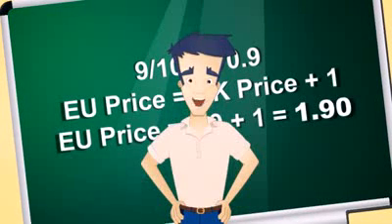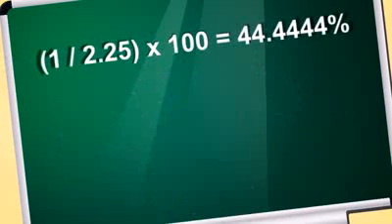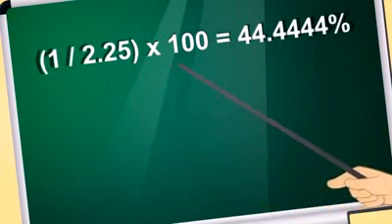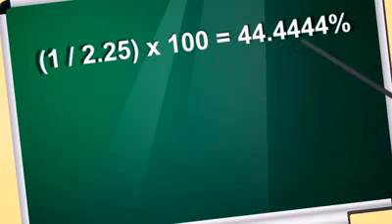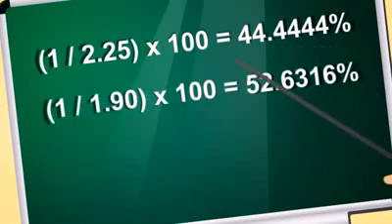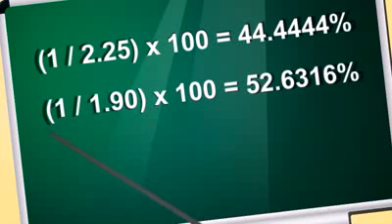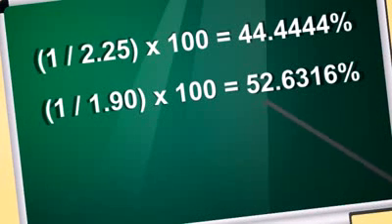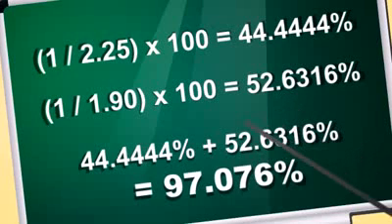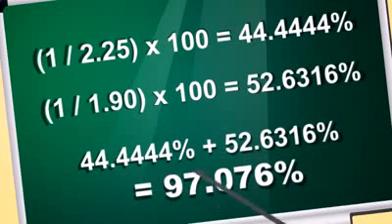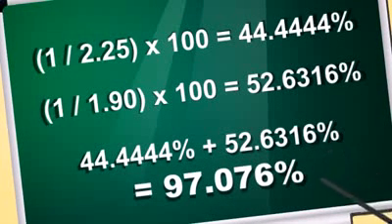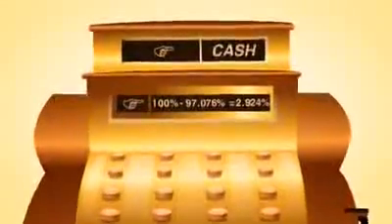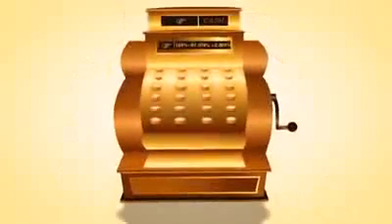Now, let's convert these prices into percentages. 1 divided by 2.25 times 100 is 44.4444%. 1 divided by 1.90 times 100 is 52.6316%. Add these two percentages up and we get a total of 97.076%. This is less than 100%, so we have a profitable arbitrage trade on our hands.